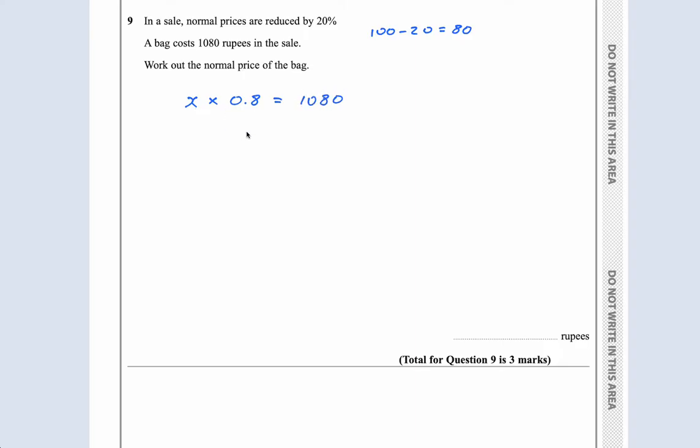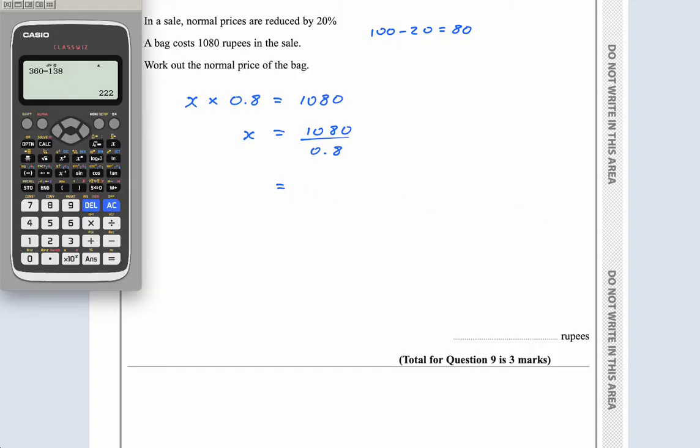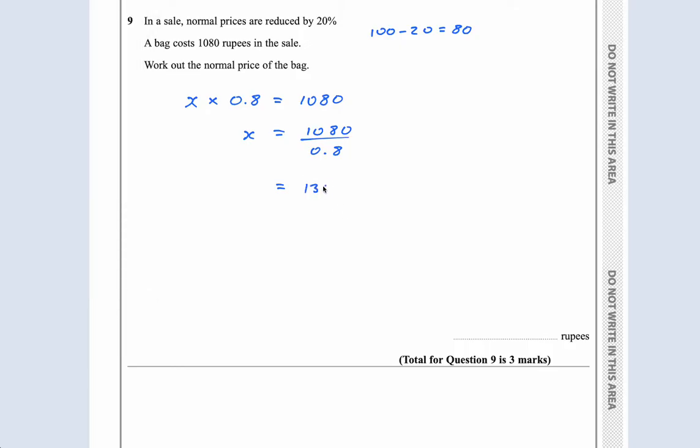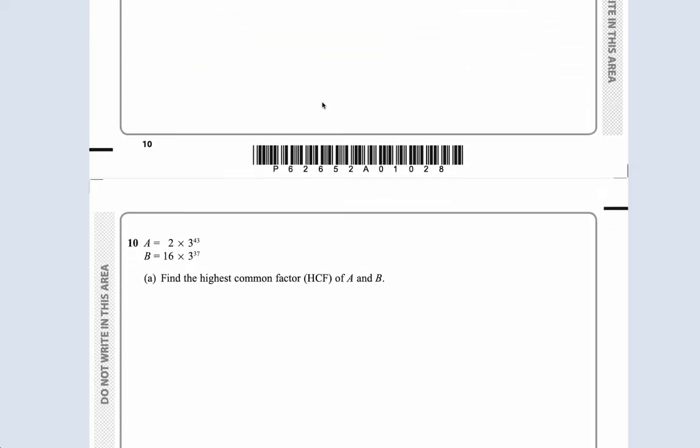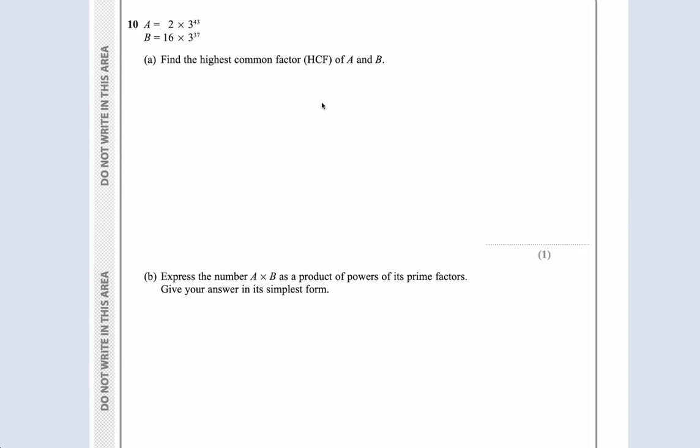Then to find X, I just do 1080 divided by 0.8. 1080 divided by 0.8 is 1350. Okay, that's it.